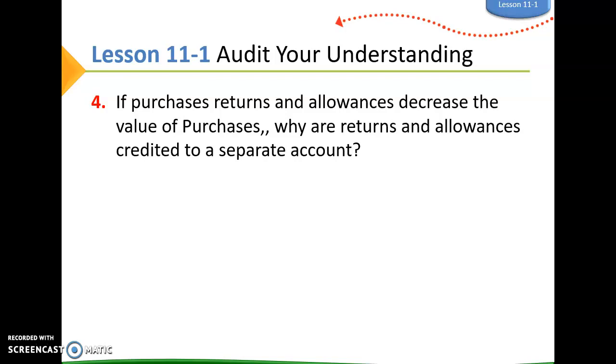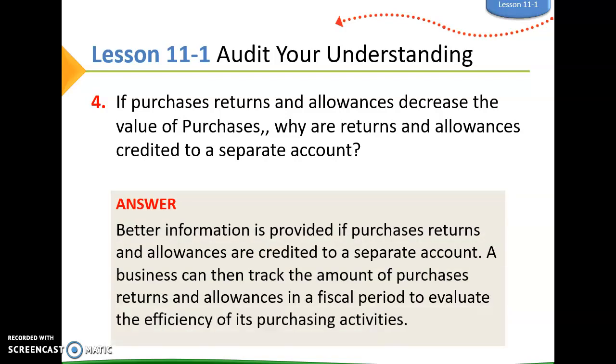If purchases returns and allowances decrease the value of purchases, why are returns and allowances credited to a separate account? This is a great question. So, again, we need to analyze our data. Better information is provided in purchases returns and allowances if they're in a separate account, because we can track those purchases returns and allowances, especially by period, to evaluate the efficiency of its purchasing activity.